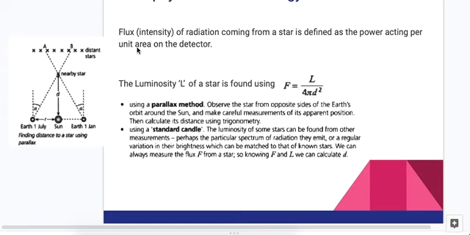So it says on the screen that flux or intensity of radiation coming from a star is defined as the power acting per unit area on a detector. And the luminosity of a star is found using the formula F equals L over 4 pi d squared, where F is the flux, L is the luminosity.